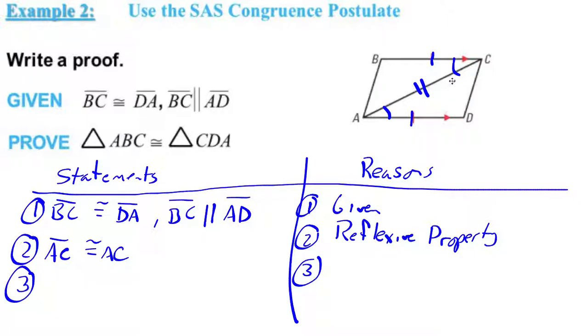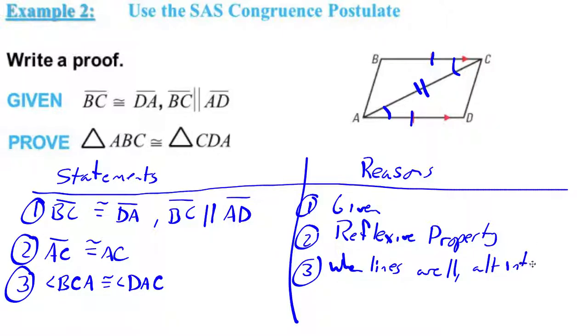And actually, if you look, I can prove that they are congruent, because angle BCA is congruent to angle DAC, and that's because when lines are parallel, alternate interior angles are congruent. Right? These are alternate interior angles. These lines are parallel, so that's the alternate interior angle theorem, or writing it out like this.